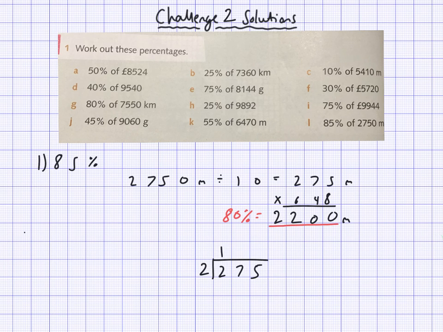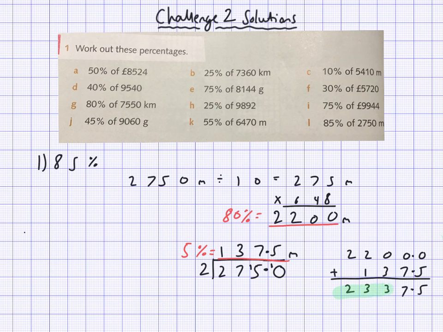2 divided by 2 is 1. 7 divided by 2 is 3, remainder 1. 15 divided by 2 is 7, remainder 1. So I'm going to carry on with my 0.0 and put my remainder 1 there. Don't forget your decimal on the top as well. And 10 divided by 2 is 5. So that is 5% then of the amount, and I need to add that to the 80% to find the final answer, which was 2,337.5 metres. Don't forget your unit of measure.